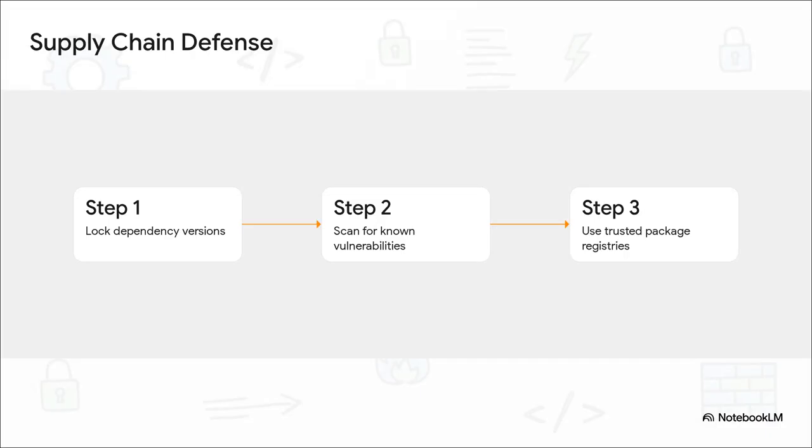And what about your software supply chain? Securing that is basically like running quality control on all the ingredients for your code. First, you lock your dependency versions. That way, they can't change out from under you. Second, you scan everything you pull in for known security holes. And third, you only get your packages from trusted, verified sources.